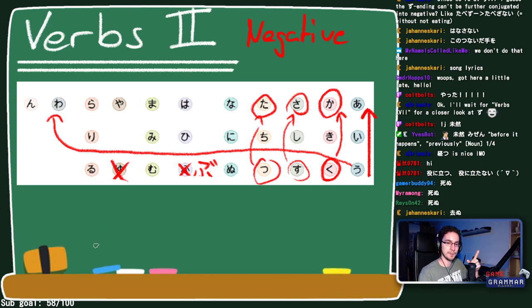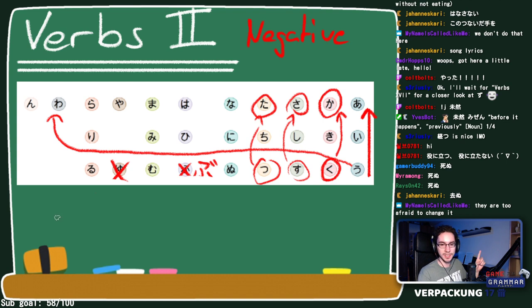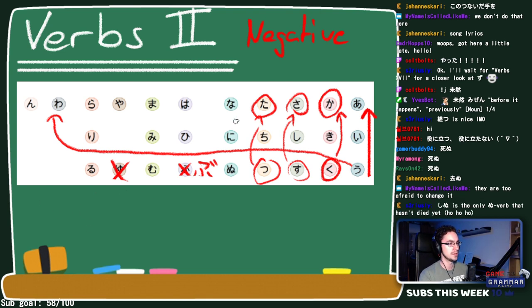Johannes, that one, inu, is actually not a base form. That one is inai. So inu is the same as inai, but there is one inu with a different kanji that is a nu verb. They are too afraid to change it, maybe. What would they change it to? I don't know the history behind that, but shinu is the only nu verb that hasn't died yet.